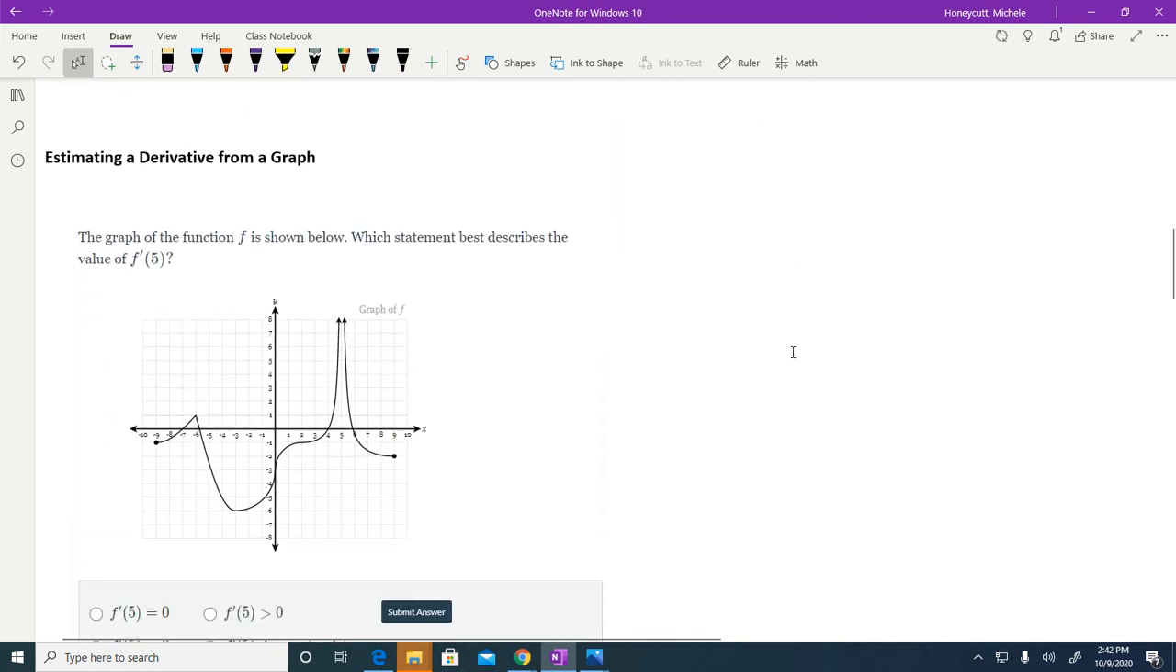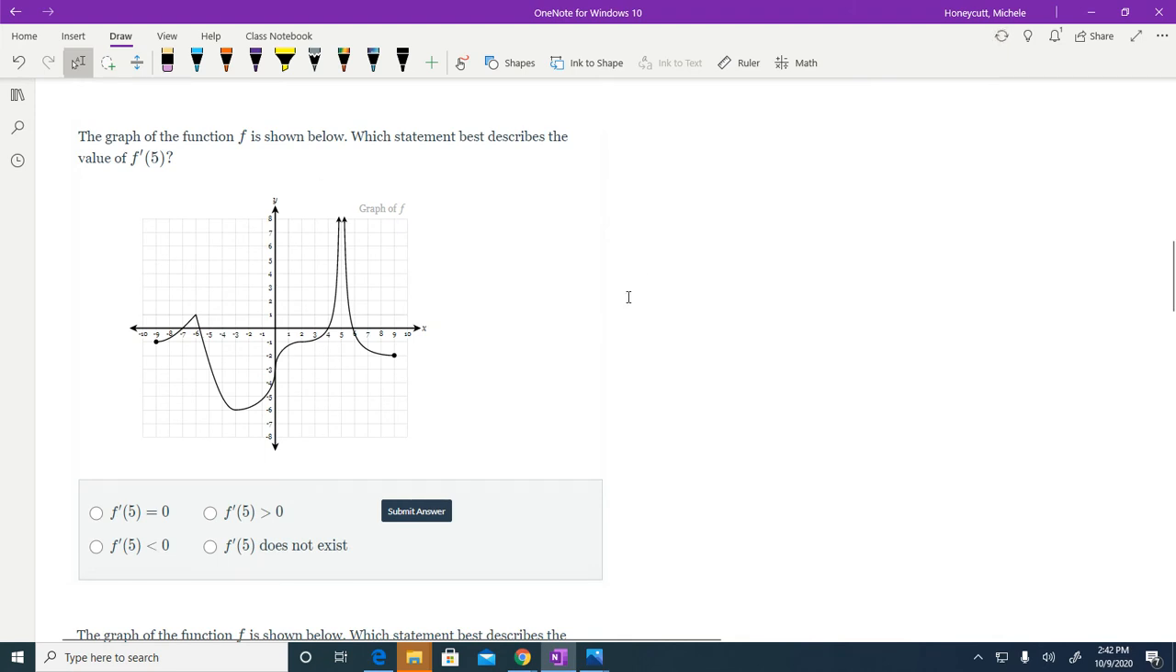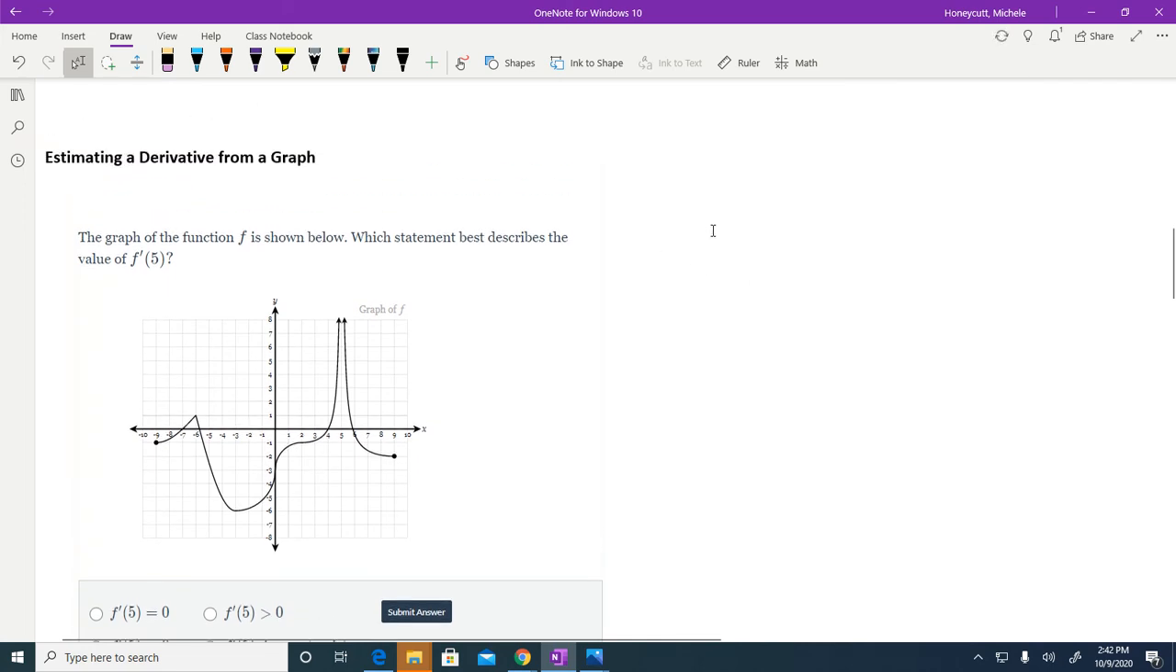Then the other thing you'll have to do is you need to be able to estimate the value of a derivative from a graph. So you won't have to exactly come up with a specific number. But I'm reminding you again, I know I've told you this probably about 7 times right now, but when we're estimating the value of a derivative, we're estimating the slope of a tangent line.